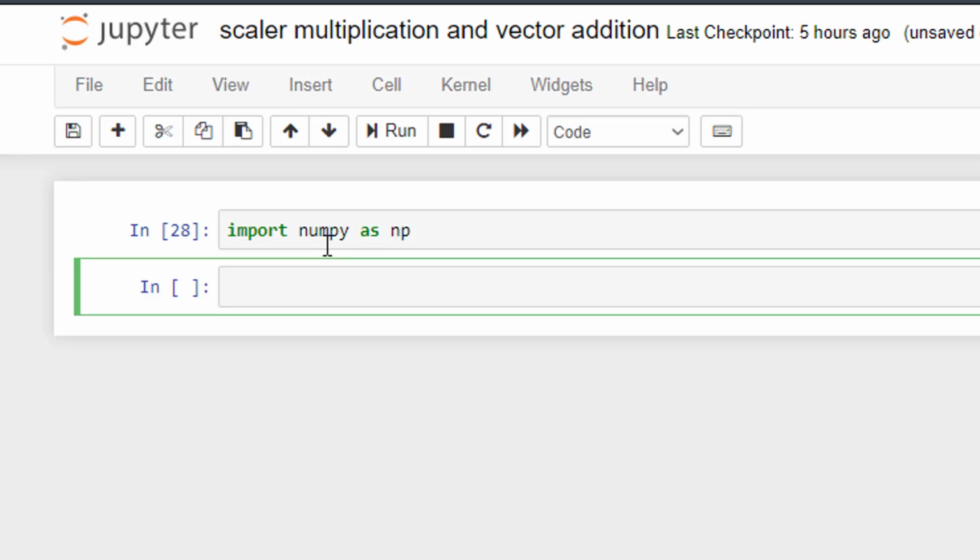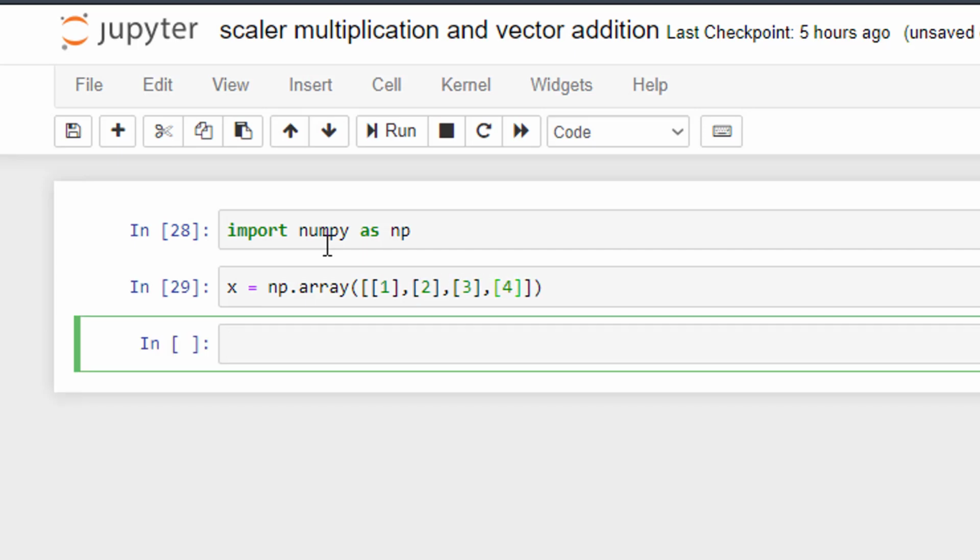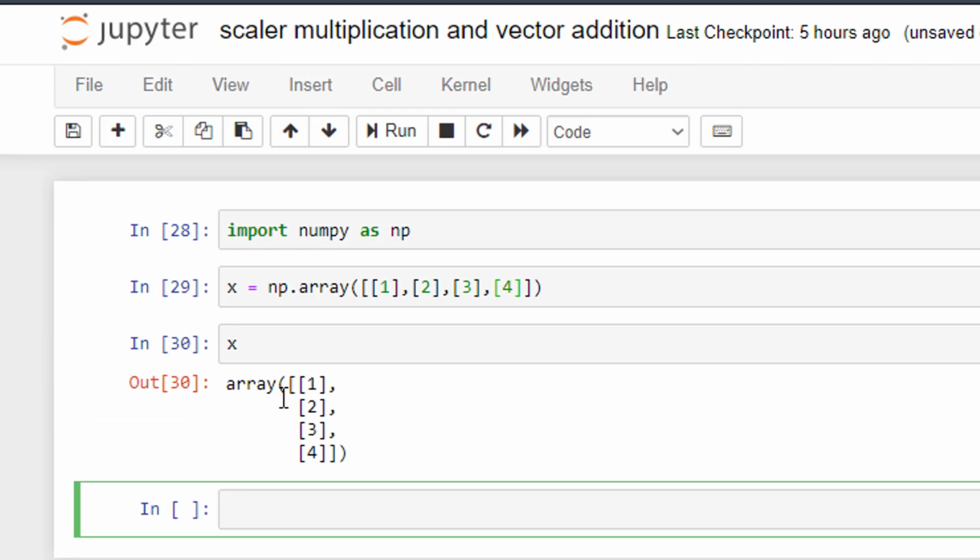Now we shall define a vector. In this case we shall define a column vector, and from the previous video you might know how we define a column vector. So np.array of, within a square bracket, 1, 2, 3, 4. And if I go ahead and see what is there in x, it's a column vector and its elements are 1, 2, 3, 4, right?